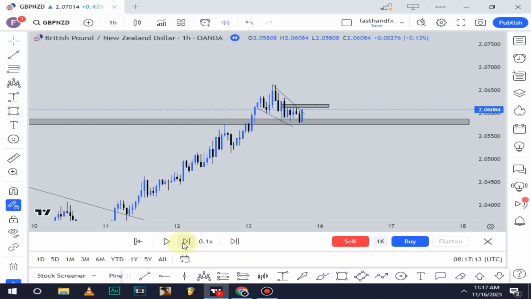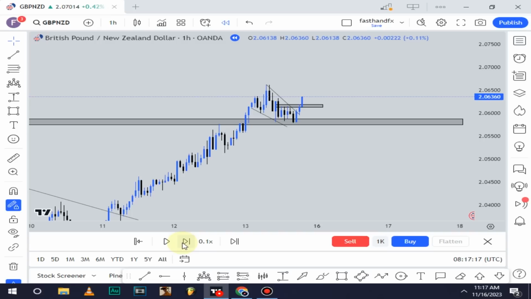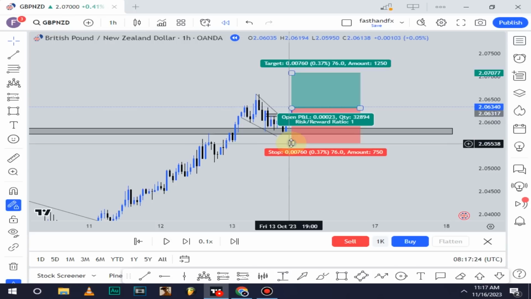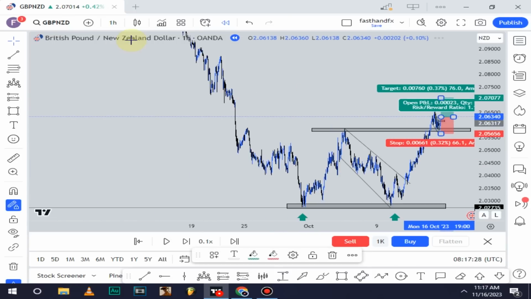Boom, boom, boom. Let's see. That is it. I believe that's it. That's the candlestick we should be looking for. So how about we take that buy entry right there, then our stop loss below here, and where should our target be? So let's try to find the target.